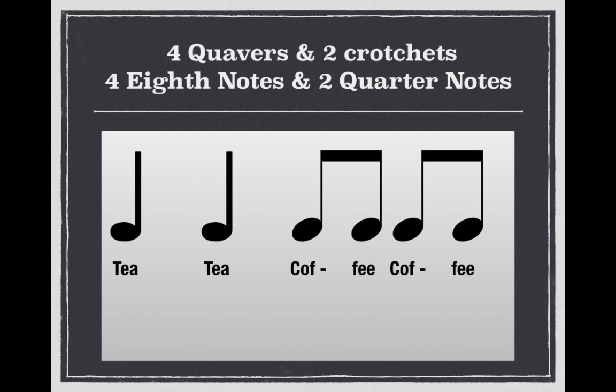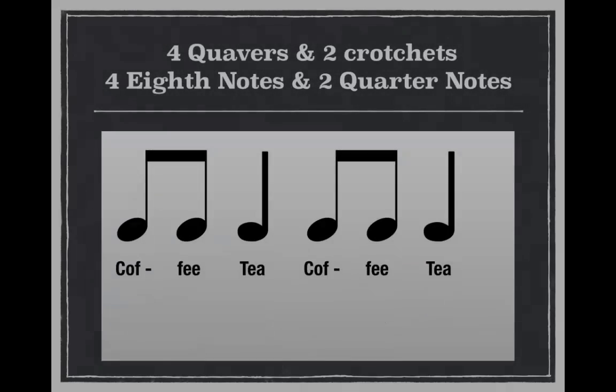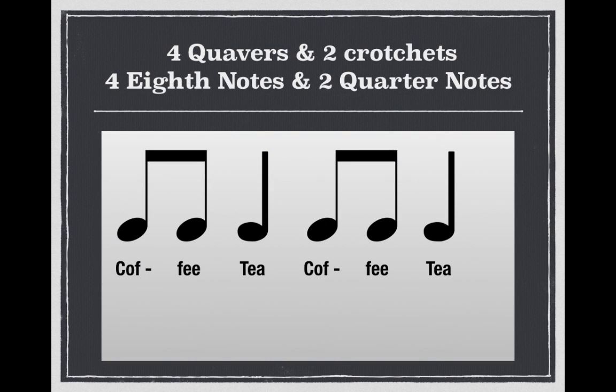One, two, three, go. Tea, tea, coffee, coffee. The rhythm of two quavers followed by a crotchet could be thought of as coffee, tea, like this. Coffee, tea. You have a go at that.